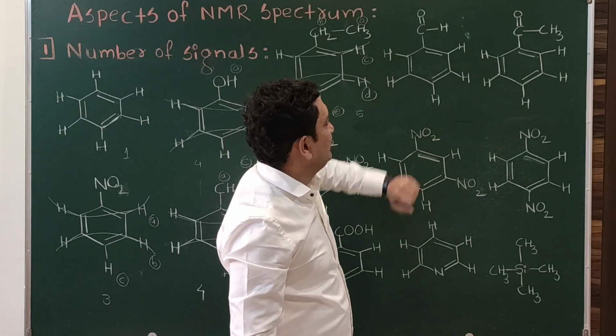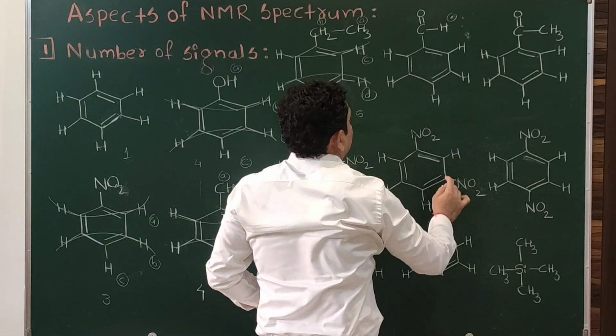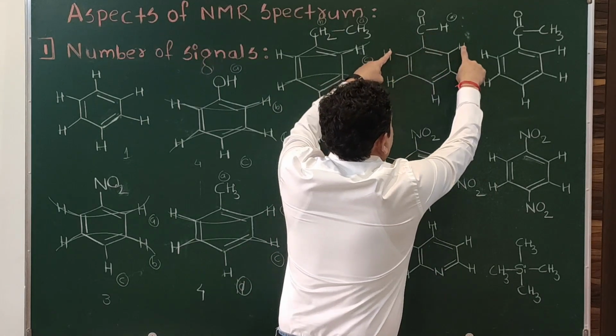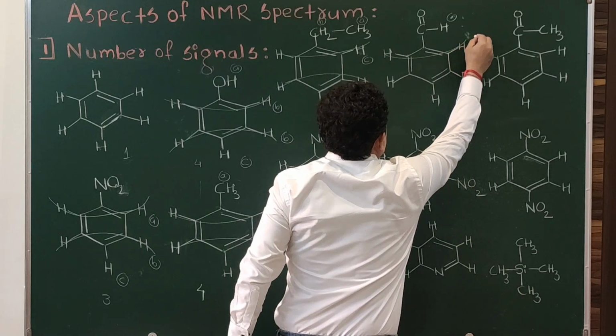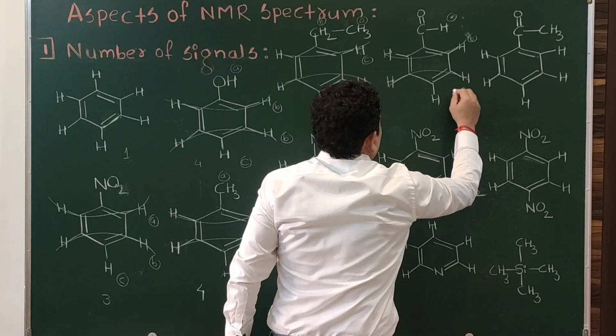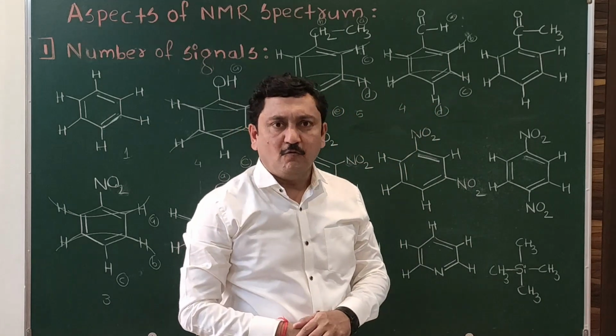Now for benzaldehyde, the aldehydic hydrogen will give a separate signal. Now the 5 hydrogens are different. These two hydrogens have the same chemical environment. So ortho will give the second signal, meta will give the third signal, and para will give the fourth signal. The number of signals for benzaldehyde will be 4.